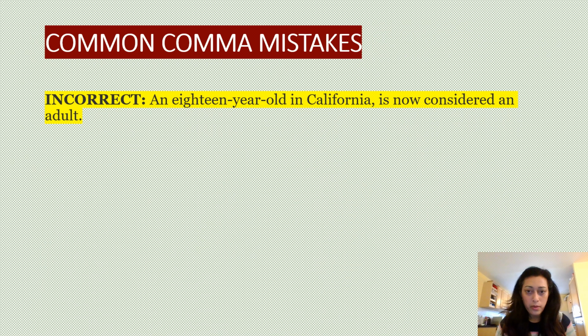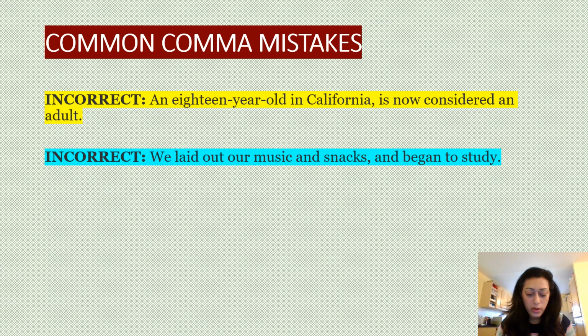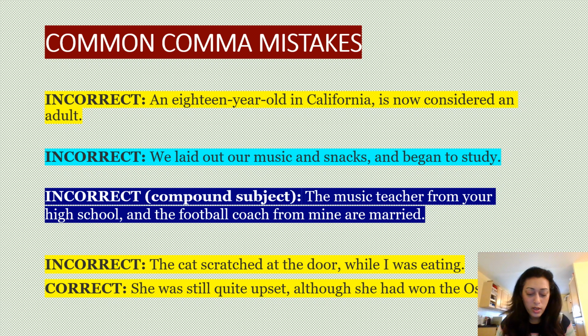Now, what are the different abuses? Commas in the wrong places can break a sentence into illogical segments or confuse readers with unnecessary and unexpected pauses. First is, don't use a comma to separate the subject from the verb. For example, an 18-year-old in California is now considered an adult.